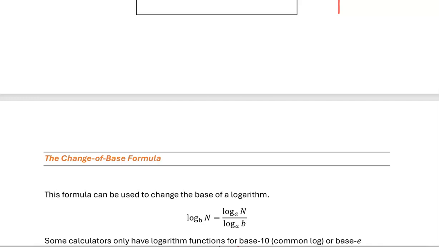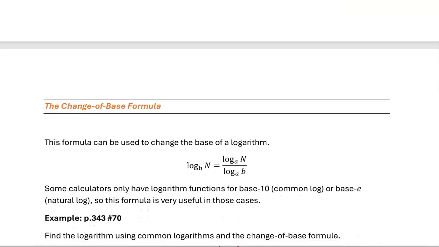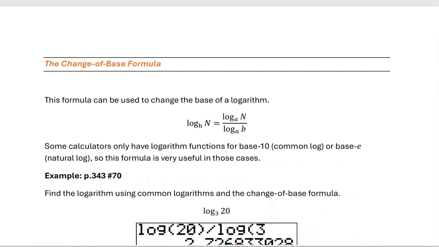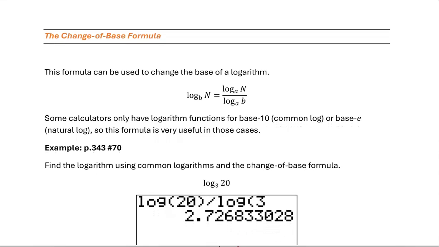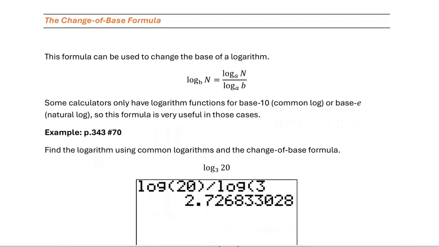Okay, so let's move on to the next topic. Change of base formula. Change of base.